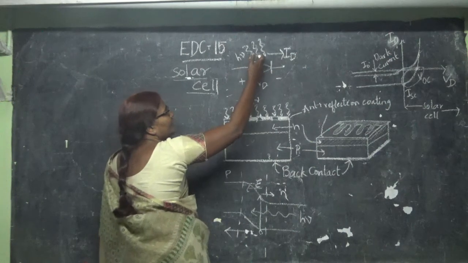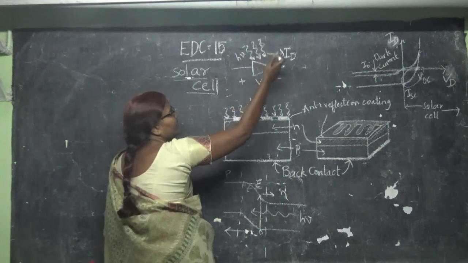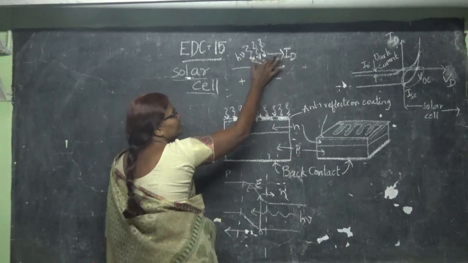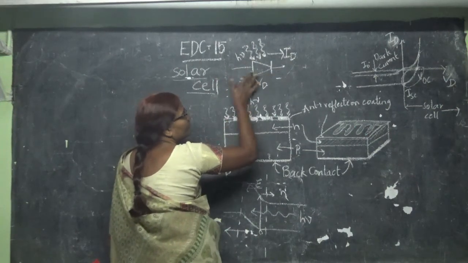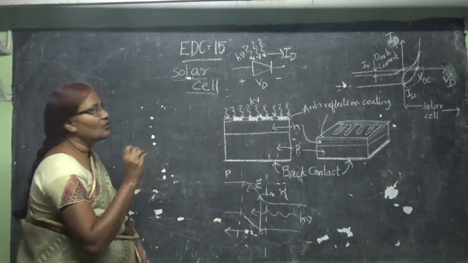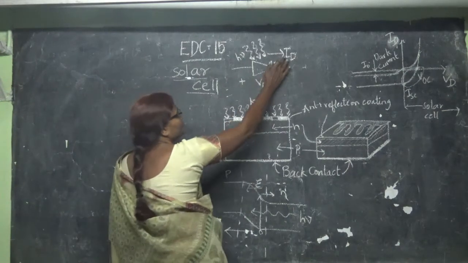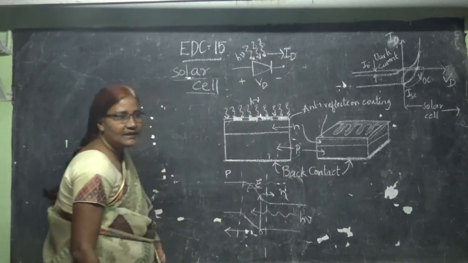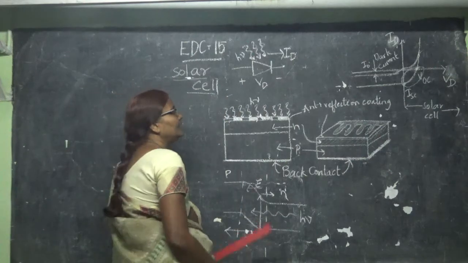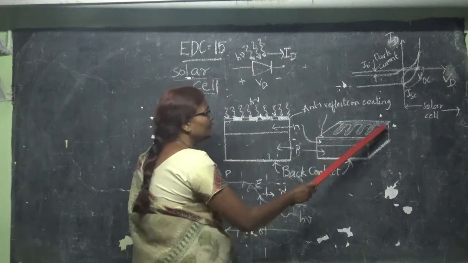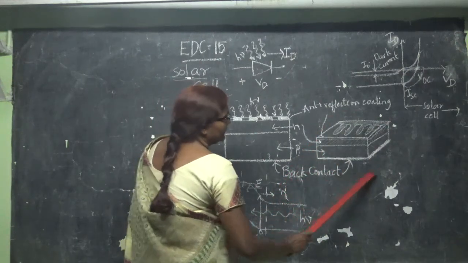energy is supplied by the light, and here we always represent the current flowing in the forward direction, that is, in the arrow mark direction, and along that direction the potential is dropped here. Vd is the potential, and this is the 3D picture of the solar cell.